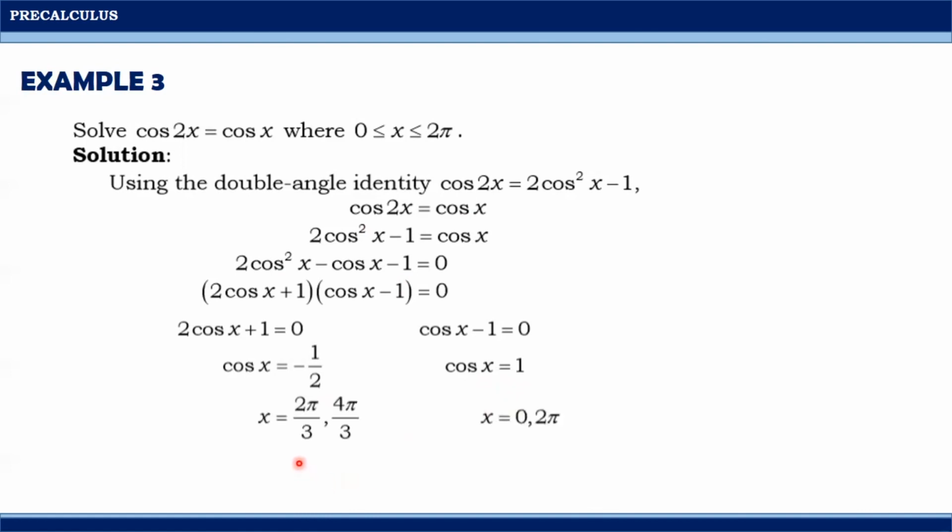For the left side, the angles that will give cosine a value of negative 1/2 are 2 pi over 3 and 4 pi over 3. On the other hand, the values of x, or the angles that will give cosine a value of 1, are 0 and 2 pi. Therefore, the solutions of the equation are 0, 2 pi over 3, 4 pi over 3, and 2 pi.